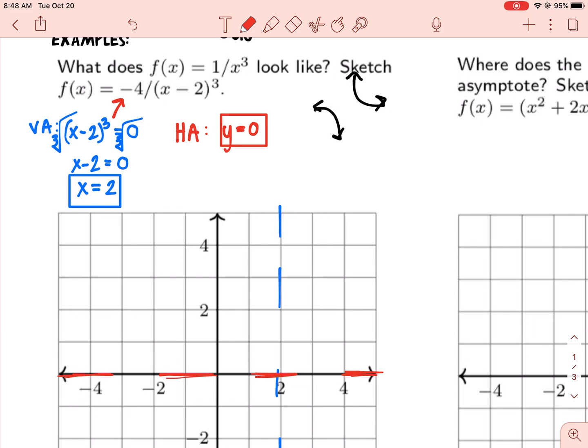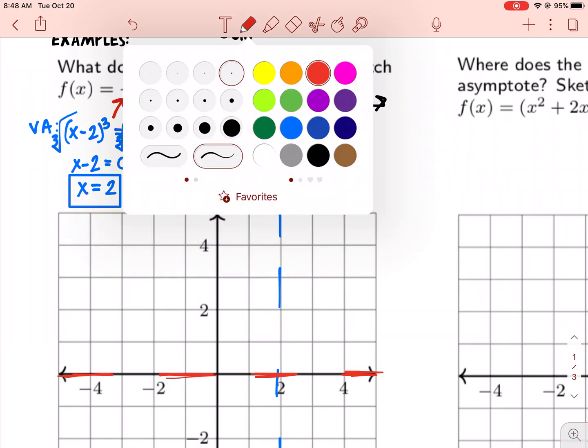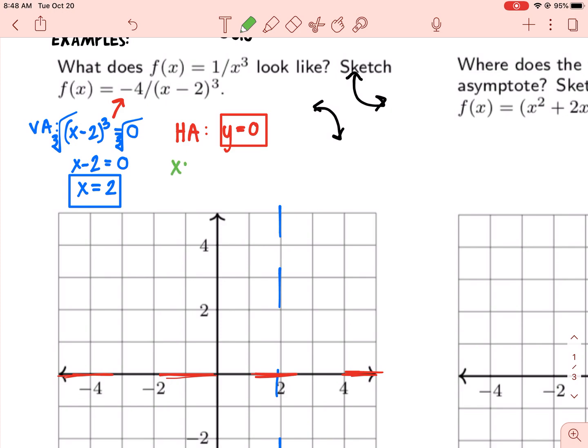Next could be the x-intercept. X-intercept is when the numerator equals 0. Well, as we did before, we notice there's not going to be one because -4 will never equal 0. So we have no x-intercept, which is fine.